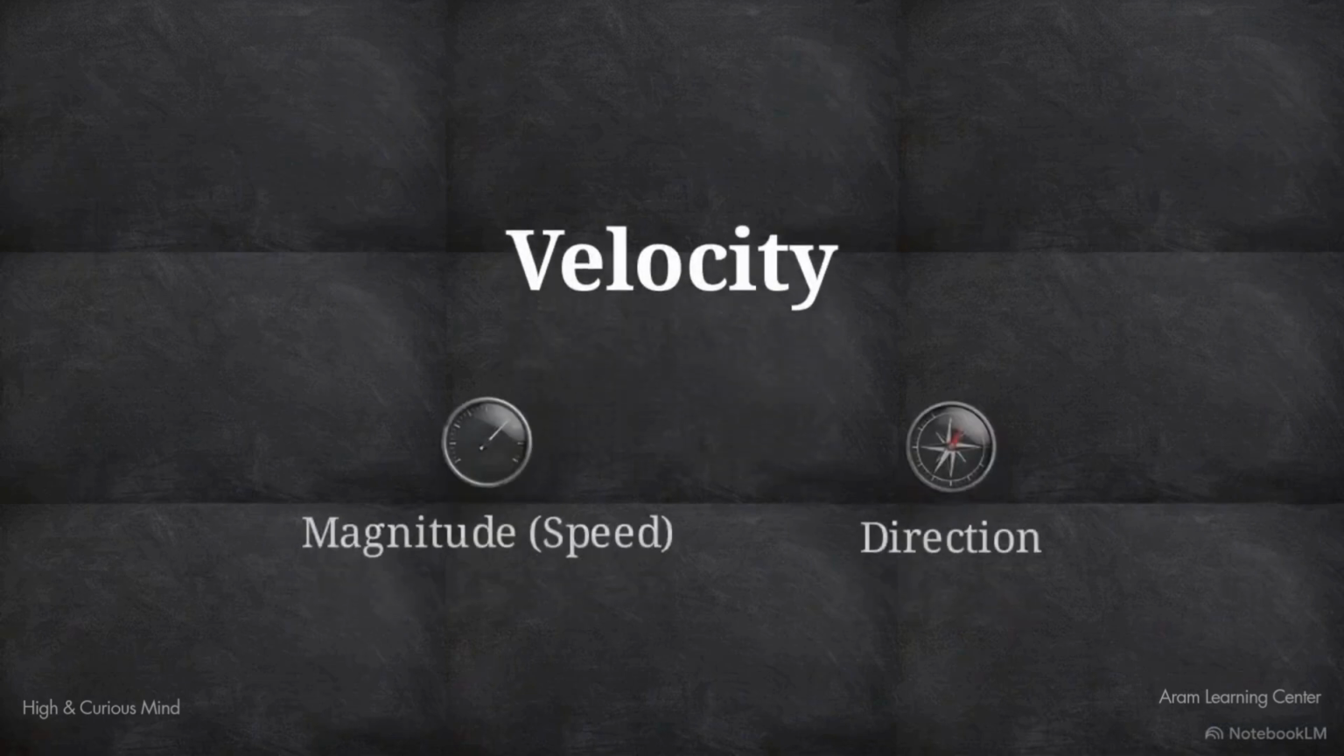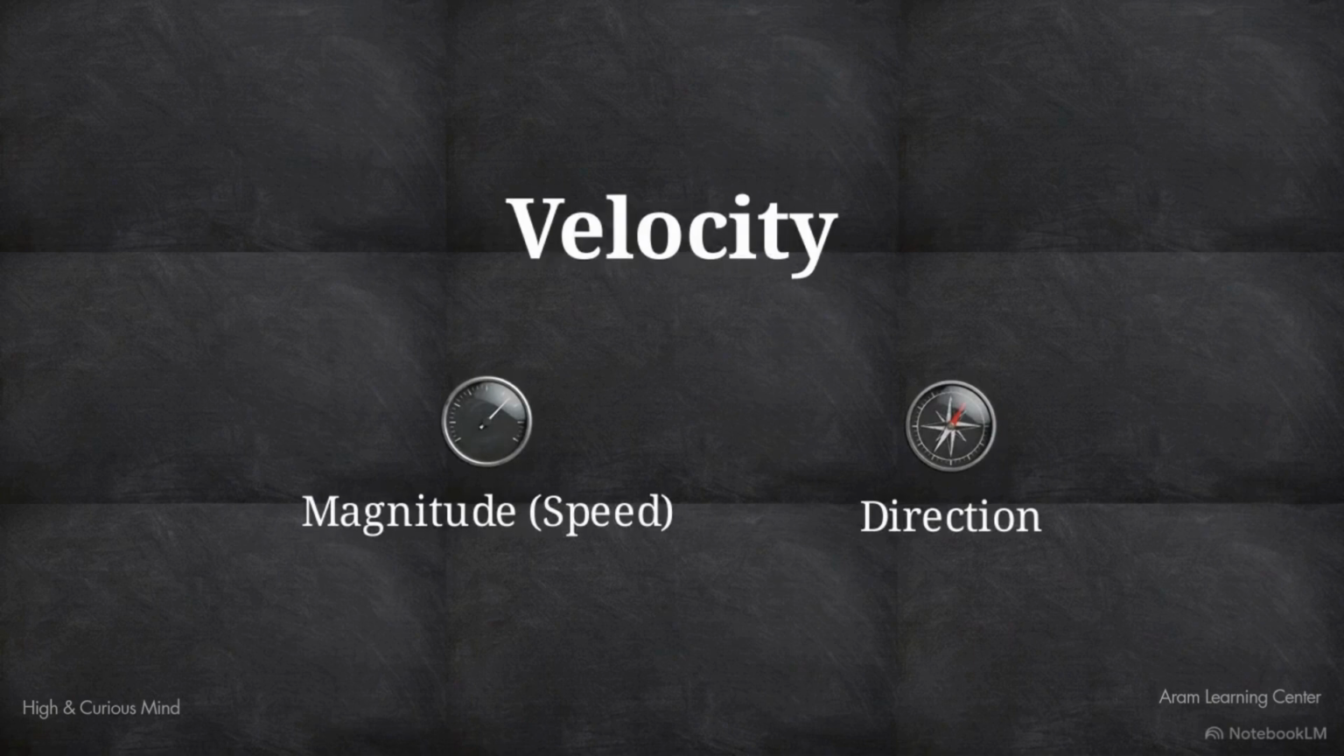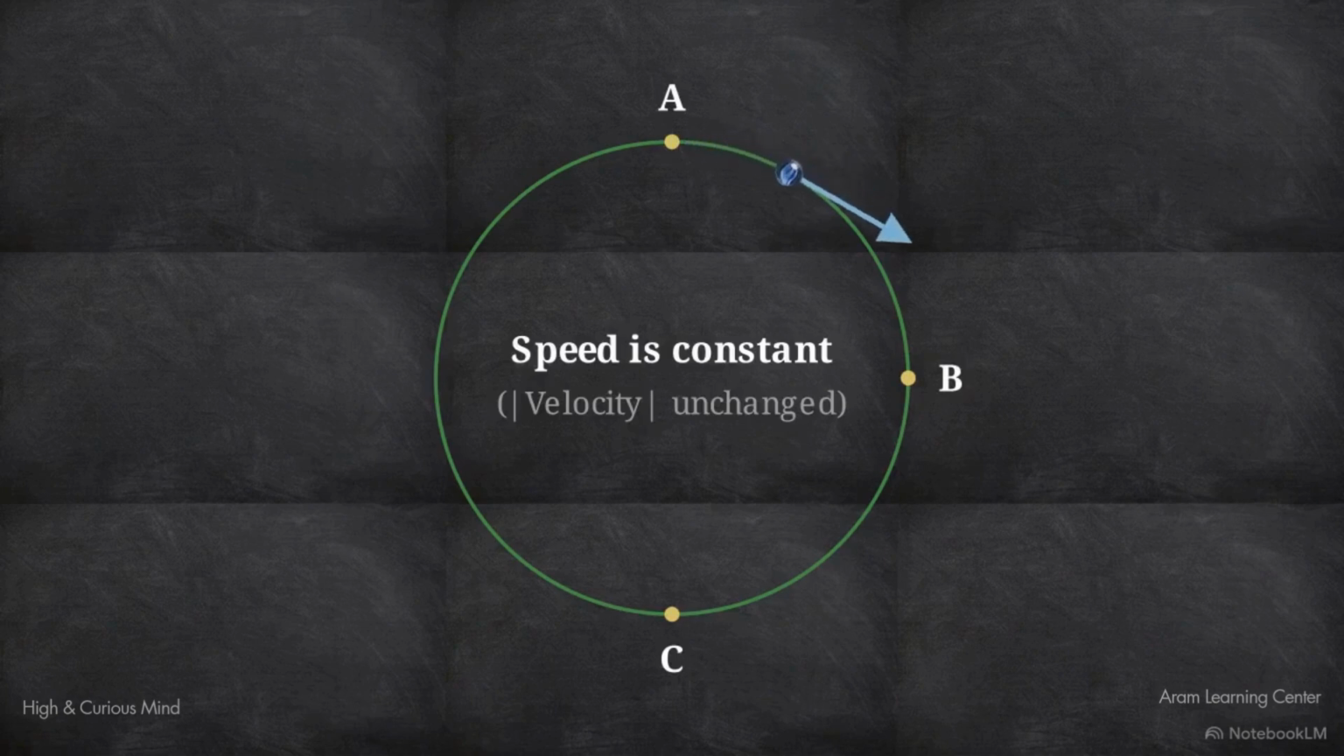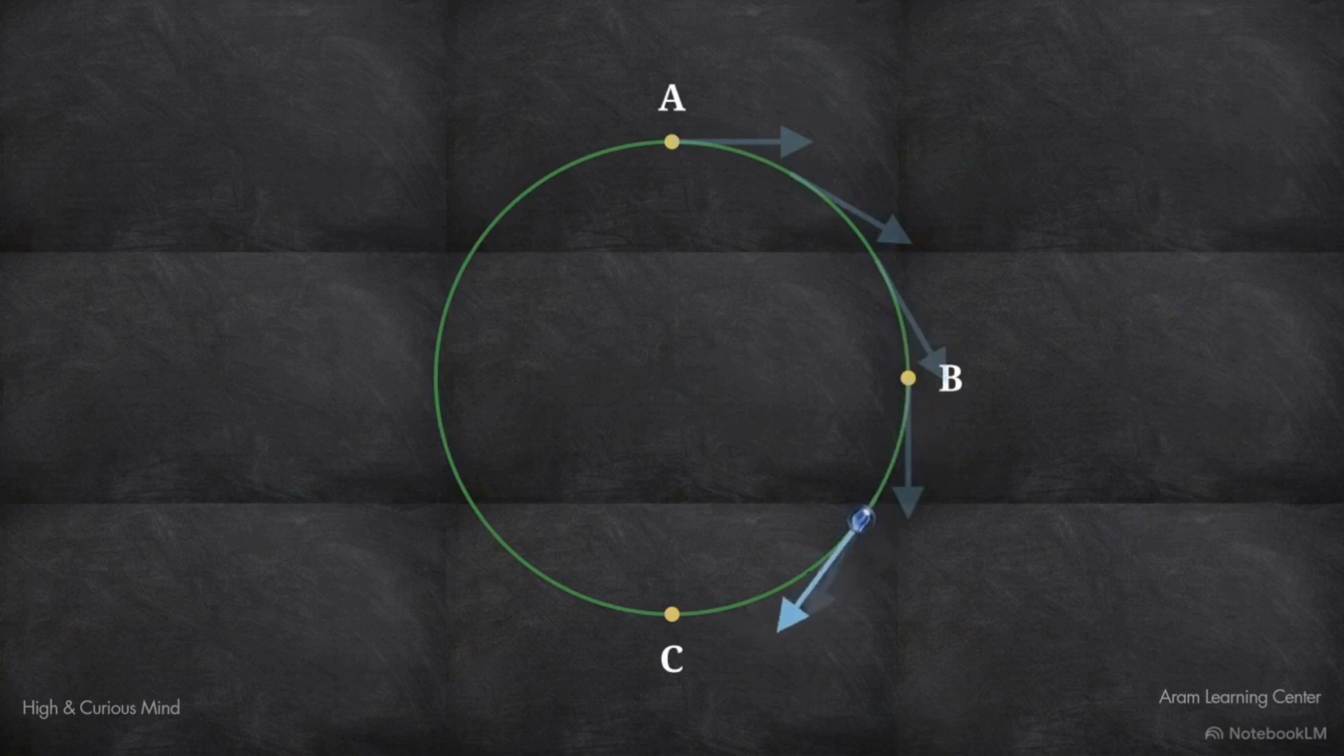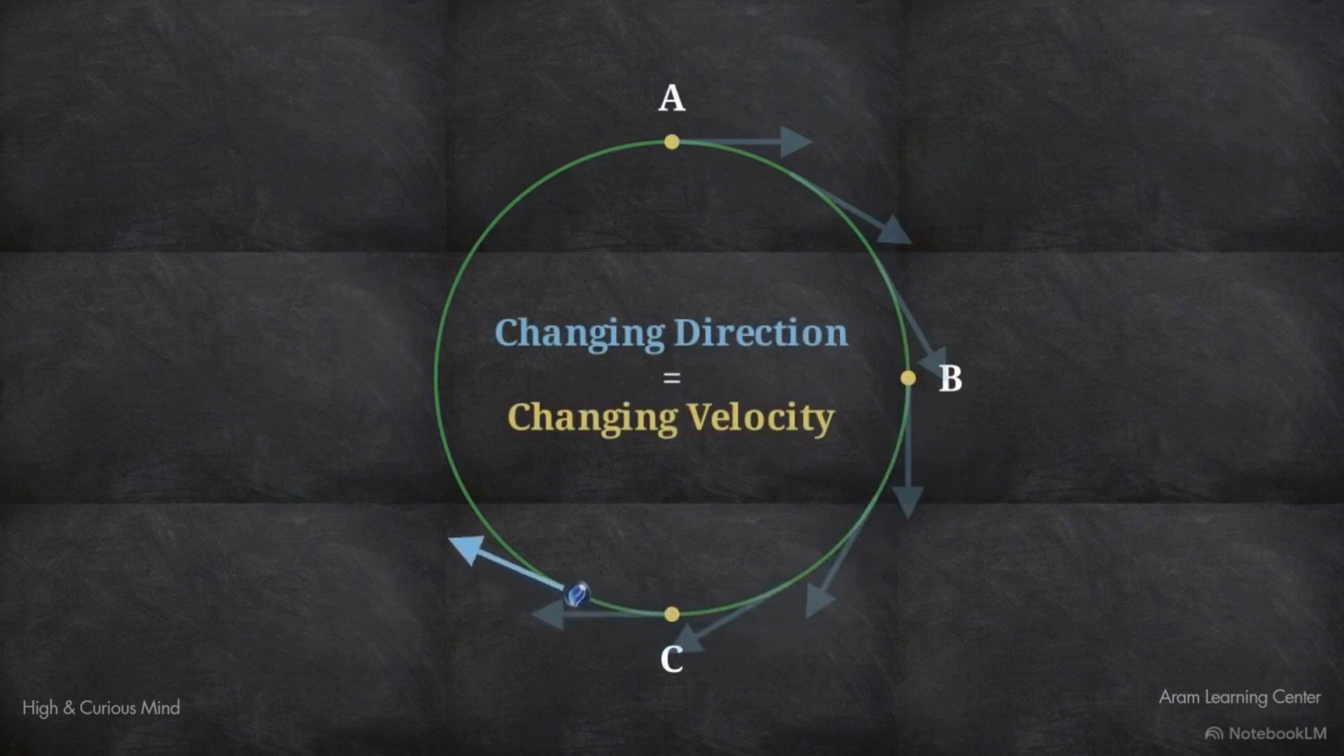Let's break down the rules of velocity. Velocity is a vector quantity. That means it requires 2 distinct pieces of information: a magnitude, which is the speed, and a specific direction. Watch what happens as our object moves from point A to point B, and then to point C. The length of our arrow stays exactly the same because the speed is steady, but the direction of travel is continuously shifting as it rounds the curve. Because that direction is constantly changing, the velocity is changing at every single point along the circle. You cannot have a constant velocity if your path is turning.